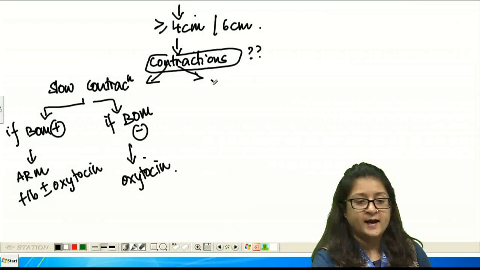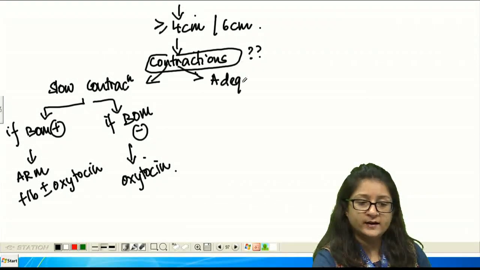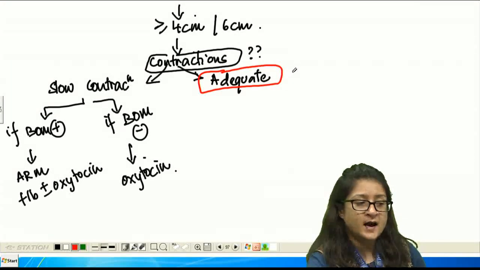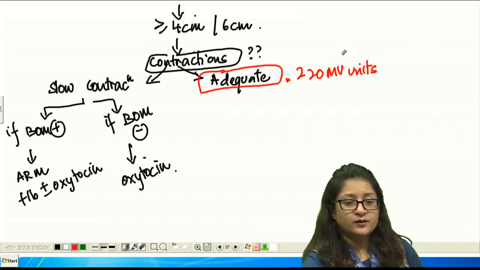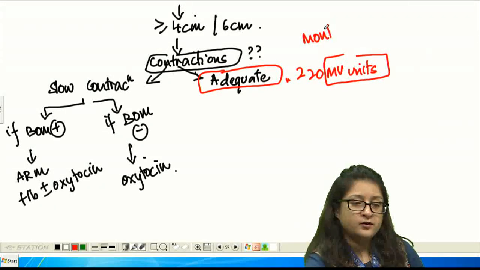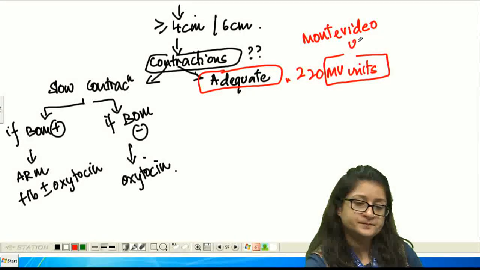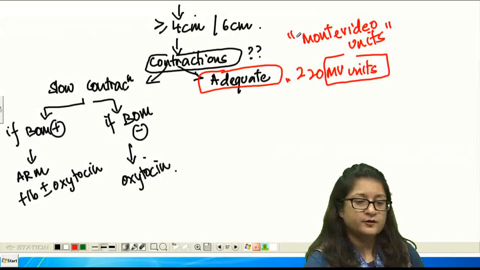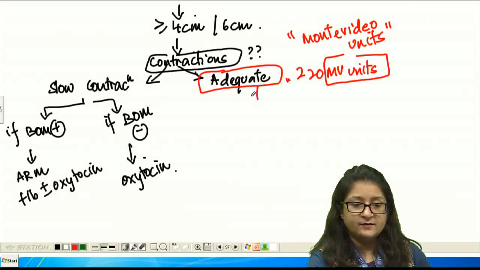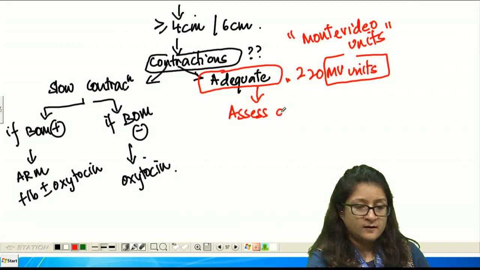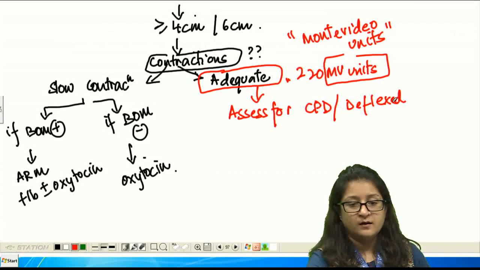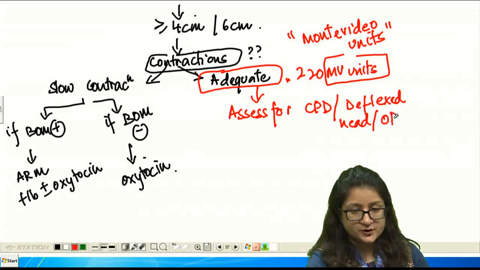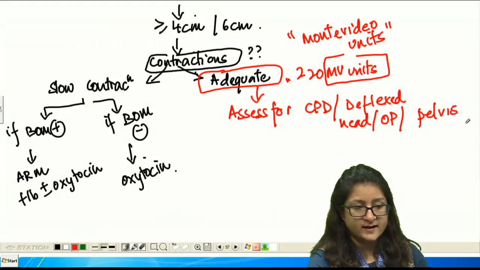And if the bag of membranes has already ruptured, it is absent, then we have to give oxytocin to increase the contractions. If the contractions are already adequate, what does adequate contraction mean? Adequate contraction means around 220 Montevideo units, okay. Montevideo units is the unit in which contractions are measured. So if the contractions are adequate, then we have to assess for presence of CPD or deflexed head, or occipito-posterior position.